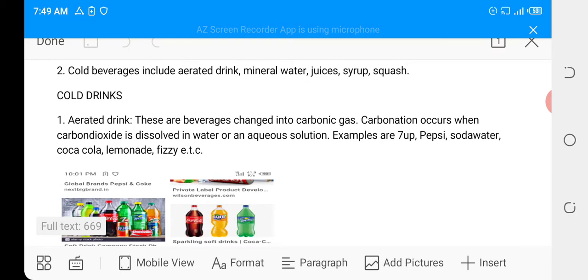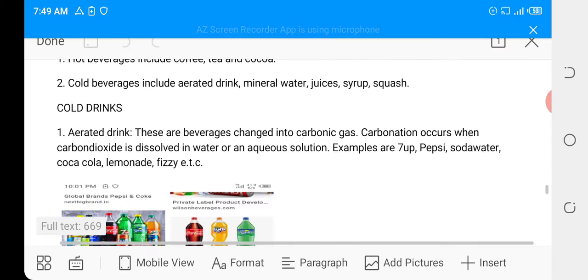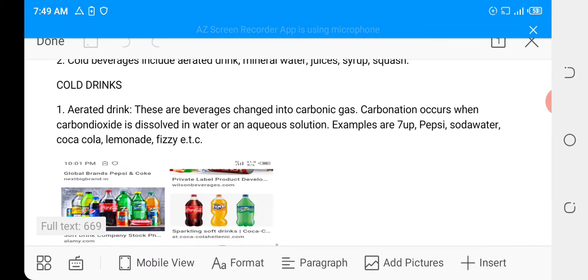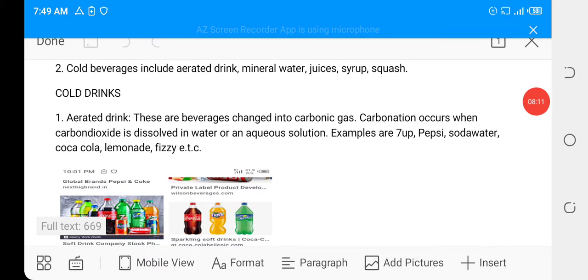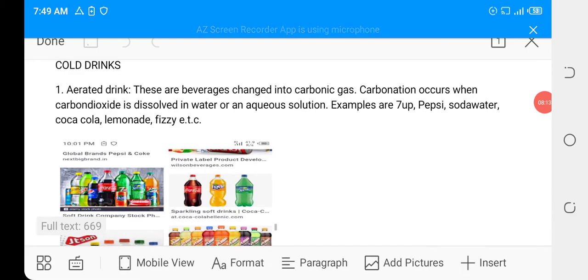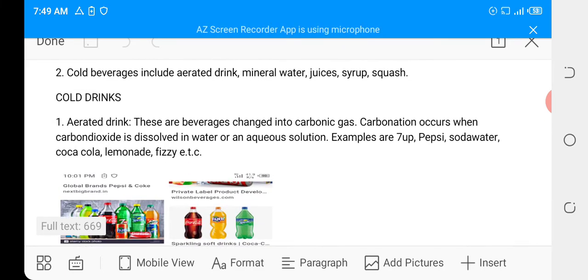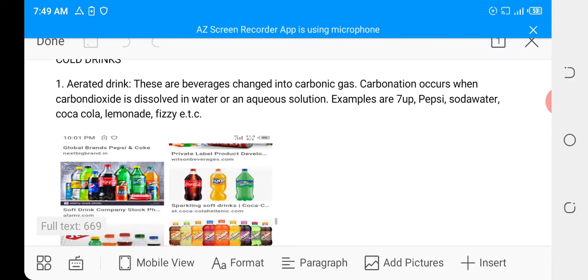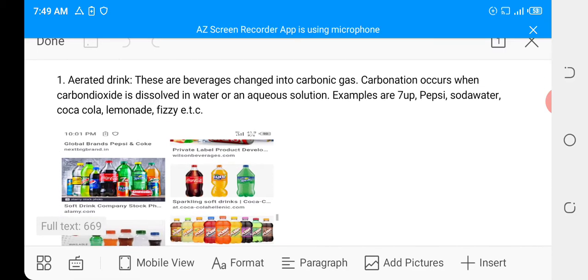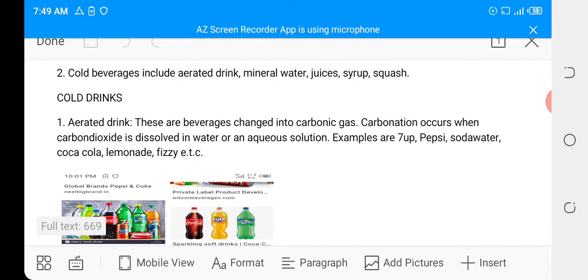For the cold drinks, let's look at some examples. We have, one, aerated drinks. These are beverages charged with carbonic gas. Carbonation occurs when carbon dioxide is dissolved in water or an aqueous solution. Examples are 7-Up, Pepsi, soda water, Coca-Cola, lemonade, fizzy drinks, etc.